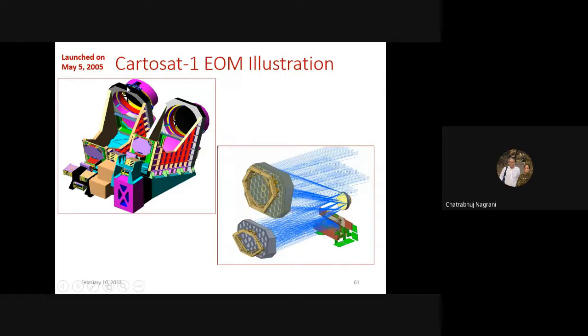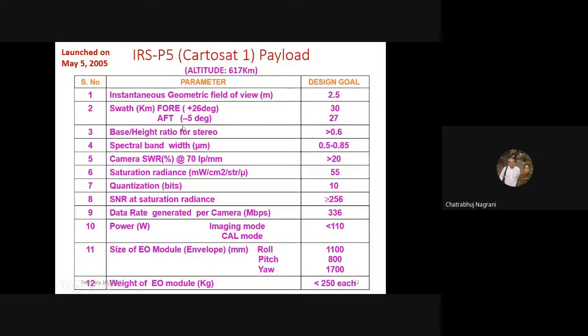So here 2 cameras are there. One you can see is looking up, other is looking down. Up means when you make it look down, one is looking ahead and other is looking behind. So you are taking pictures from 2 views. One is ahead, about 26 degree ahead, other is about 5 to 6 degree behind. So when you take pictures like this, you can generate 3-dimensional pictures, or say stereo pictures, very fast. Here you can see that resolution of 2.5 meter.